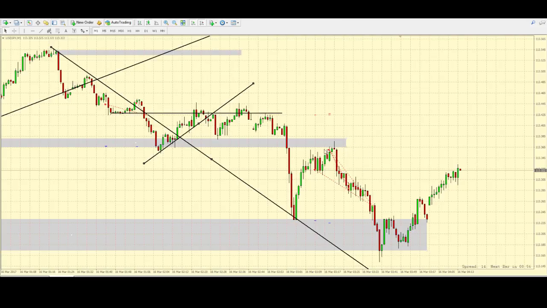I set up 2 sell limits over here, 2 one lots. I probably shouldn't have, but I was really confident in this position. In addition to that, again, the overall trend is down.